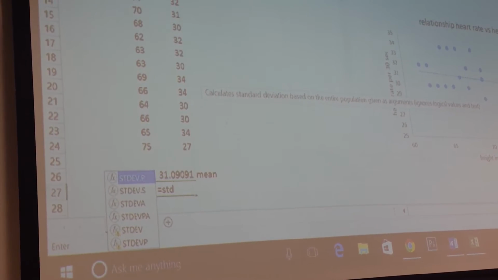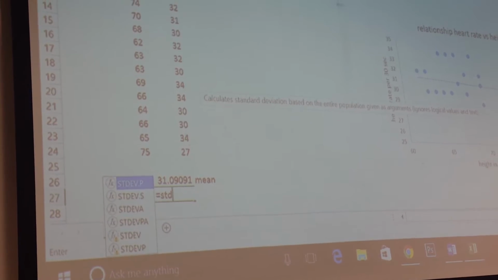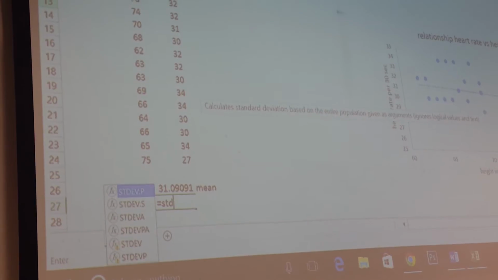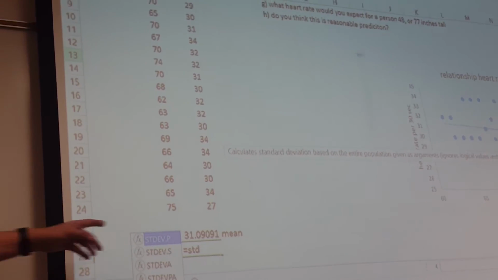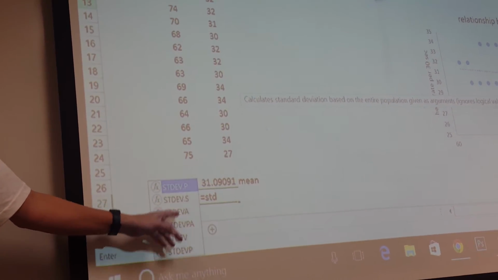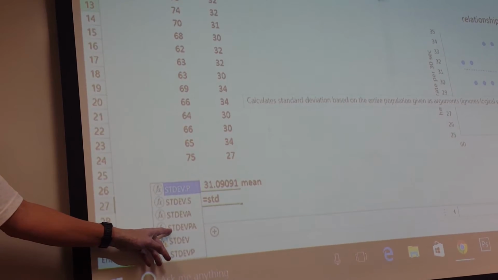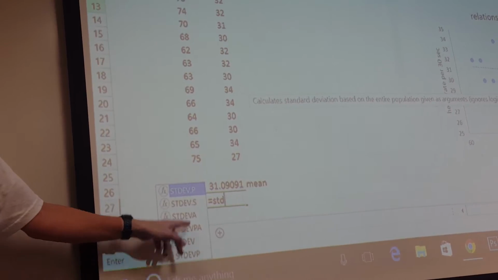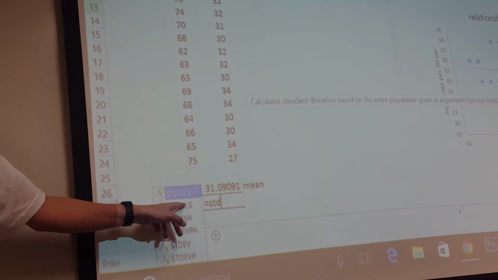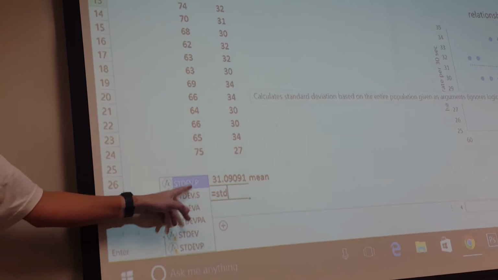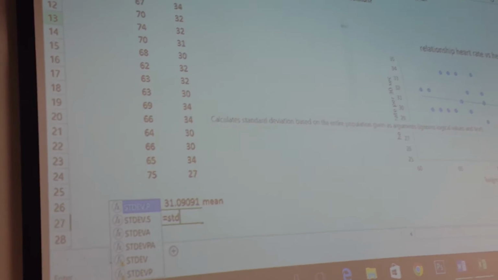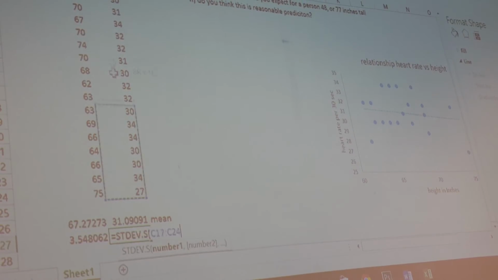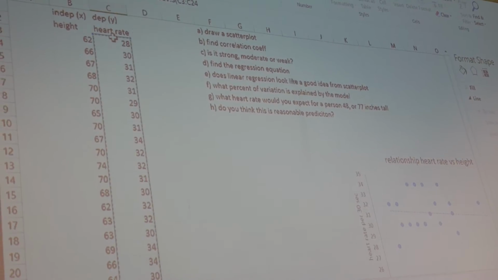It asks for two numbers. So do I do the whole list? Does it matter which one you pick? It does matter. Which one should you be picking? STDEV.S, either STDEV here or the .S would give you the same answer. Don't use any of the other ones. You highlight all your data.